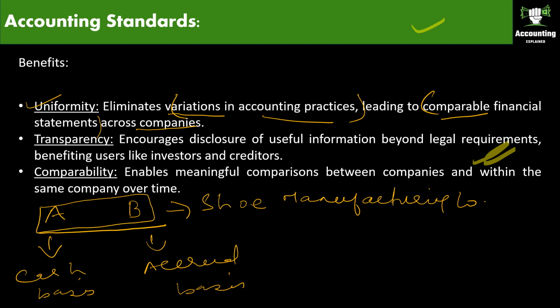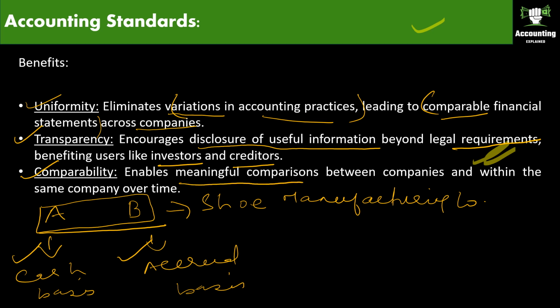Next is transparency. Encourages disclosure of useful information. What is the disclosure of useful information here? That A follows cash basis, that is disclosed, and B follows accrual basis, that is also disclosed. This is beyond legal requirements. Who are all the benefiting users here? Investors and the creditors.